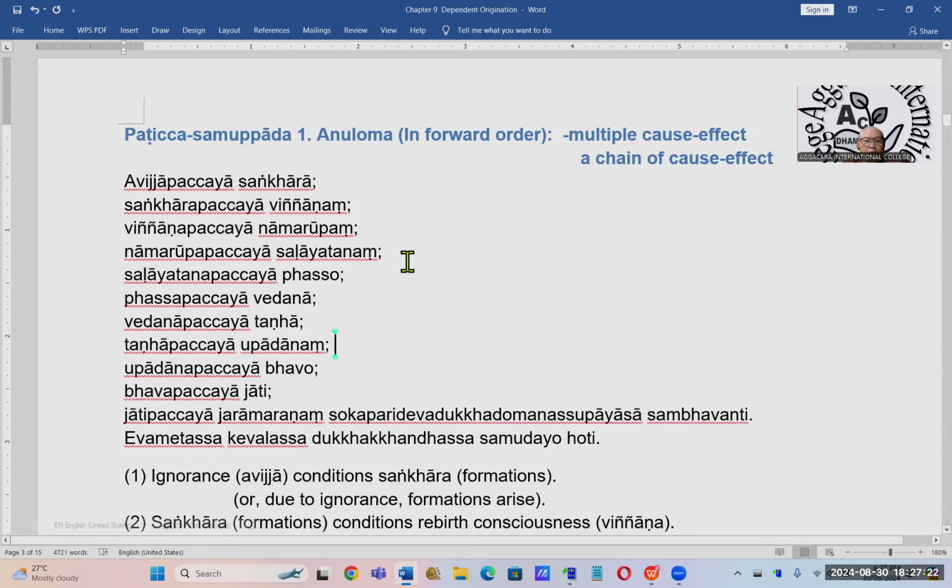All right. So the first step to master this dependent origination is to try to memorize it. When you memorize it, this is why I say you can chant slowly. But of course, once you are used to the chanting, you can chant avijja paccaya, sankhara, sankhara paccaya, vinnana, vinnana paccaya, nama rupam, nama rupam paccaya, salayatana, salayatana paccaya, phasso. But if you chant very fast, you have no time to contemplate. Unless your mind is very sharp like Sariputta, no matter how fast you chant, you can contemplate. So it's better that you chant slowly.